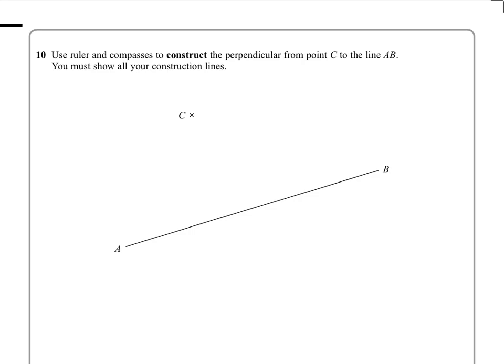Right, use ruler and compasses, both of which I don't have at hand, not on this computer package anyway, to construct the perpendicular from point C to the line AB. You must show all your construction lines. Well, I can give it a good go.